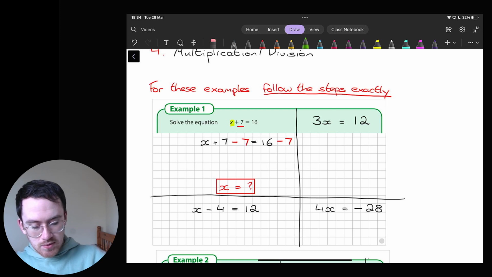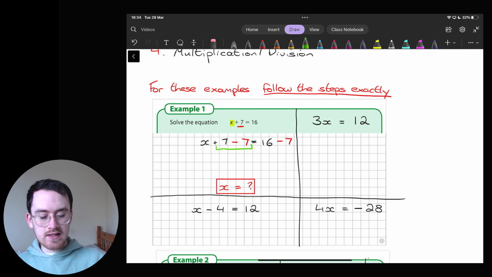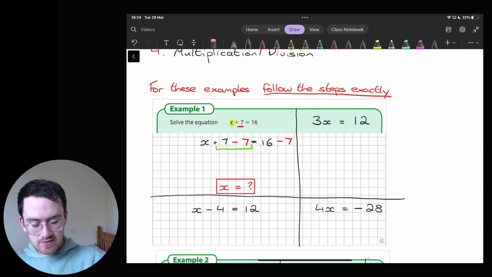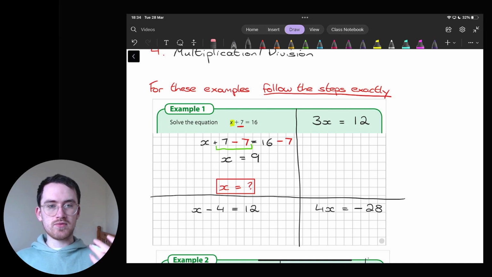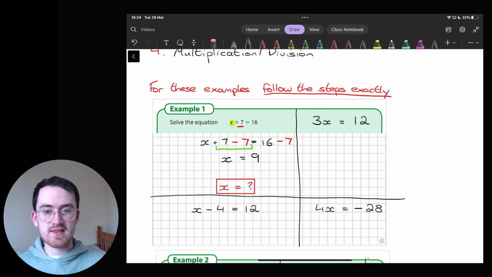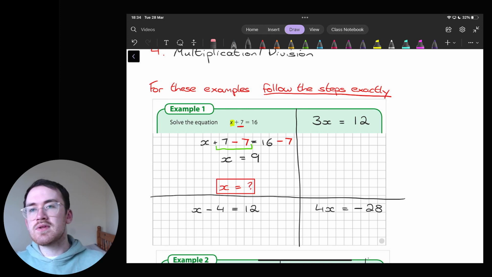Now if we look at this part, plus 7 take away 7, or plus 7 minus 7, is just 0. So all that's left on my left-hand side is just my x. On my right-hand side, 16 minus 7, I just get 9. So my answer is that x is equal to 9. And that might be one that you'd be able to spot from the question. You might have been able to look at it and just see that the answer was 9, and that's fine. But we're looking at these steps, we're following these through, we're giving ourselves the opportunity to get confident with the steps.